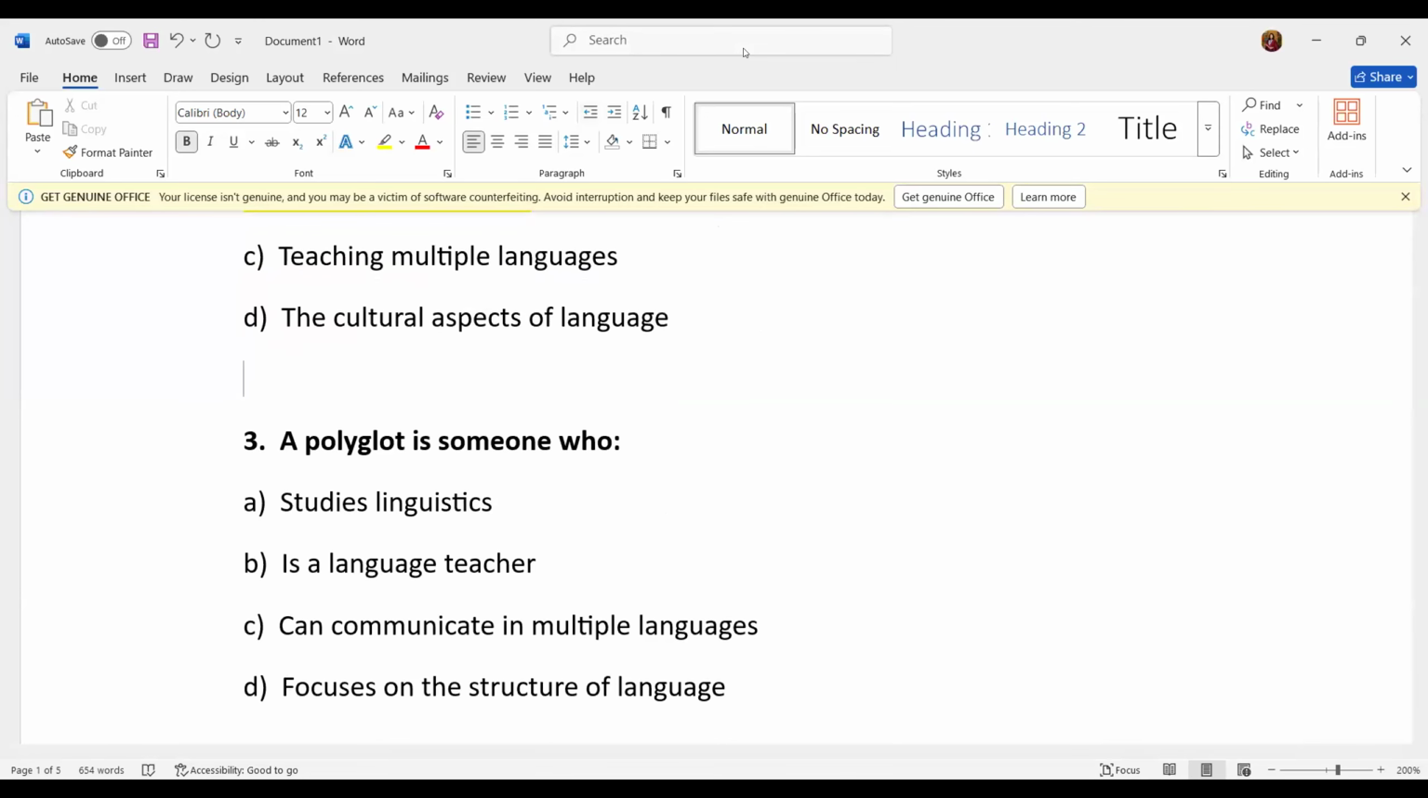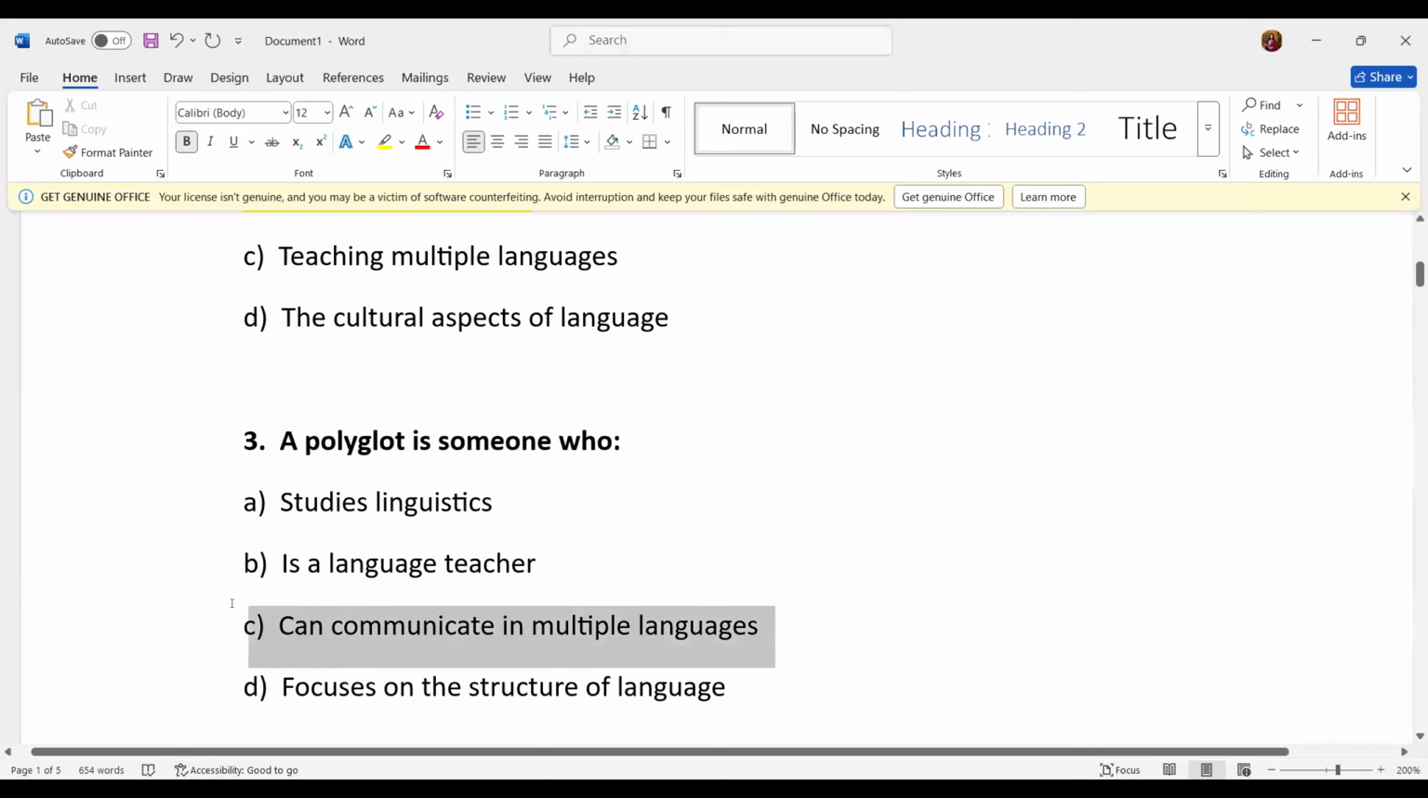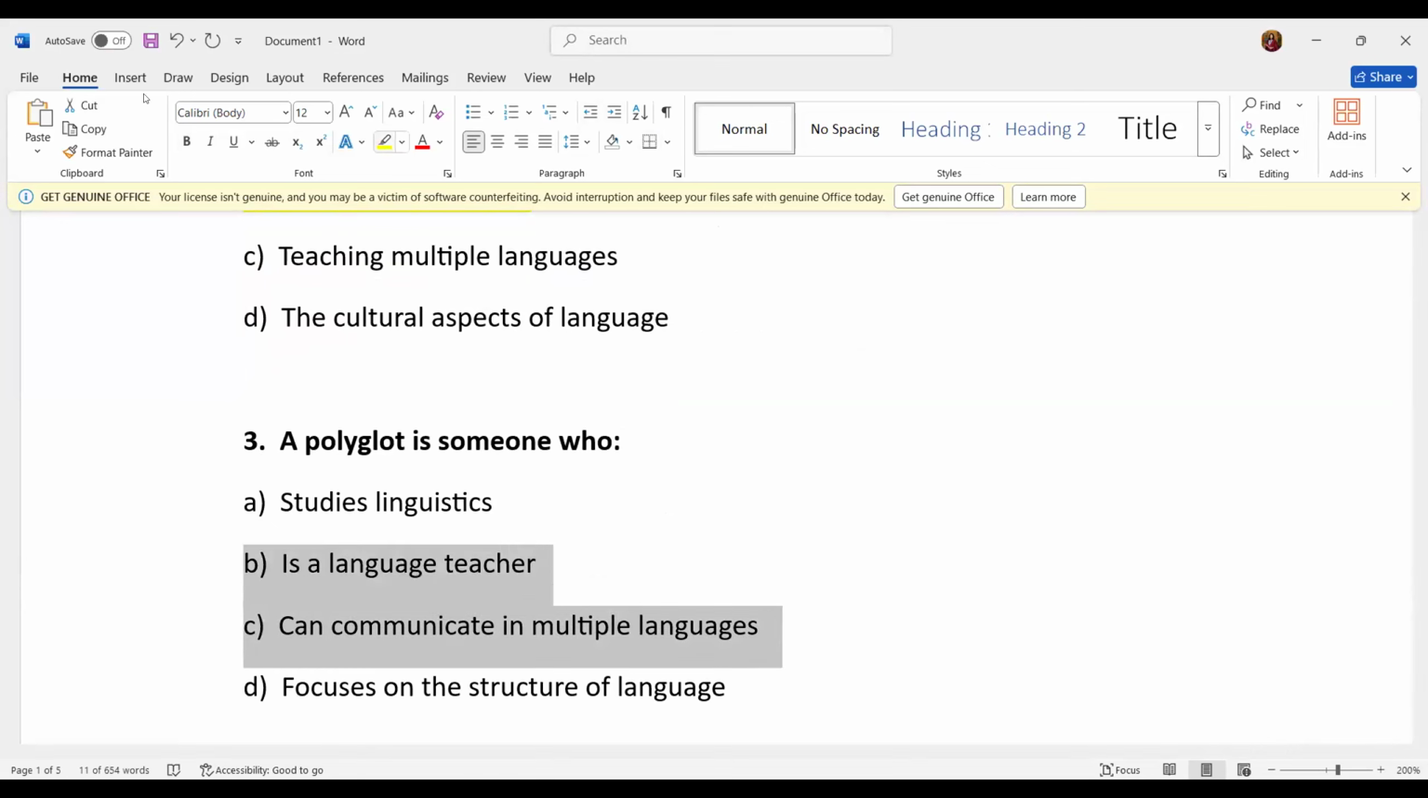Very easy question. Question number 3. Yes, all are telling C. That is correct. A polyglot is someone who can communicate in multiple languages. Correct. Your answer is correct. Okay, we'll go to the next question.